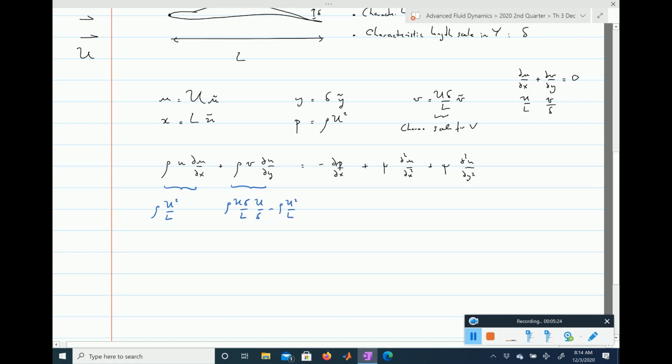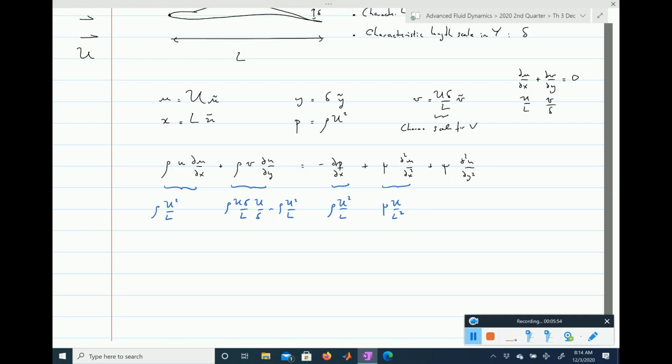Now let's look at our next term, the pressure term. The pressure term will scale with our pressure scale, rho u squared, divided by our length scale L. And now when we look into the viscous term, we have two different terms. The first term is the simplest one. It will scale with mu times the velocity scale u divided by L squared, because it's a derivative in the x direction. And the last term will scale with mu times u divided by delta squared.